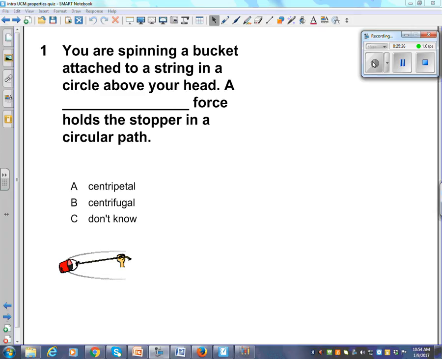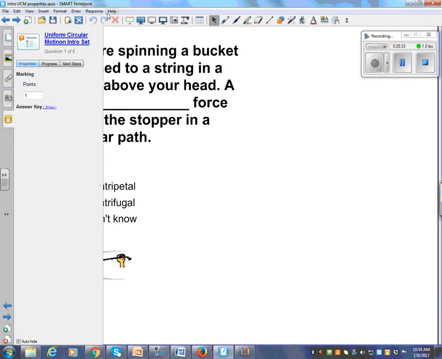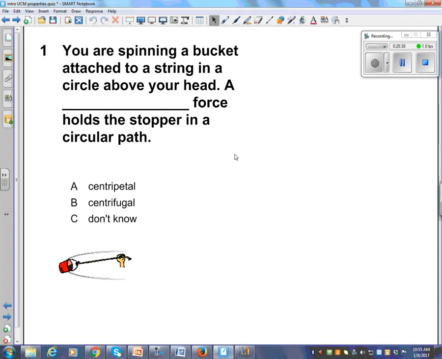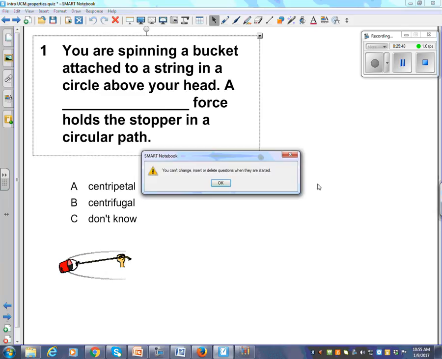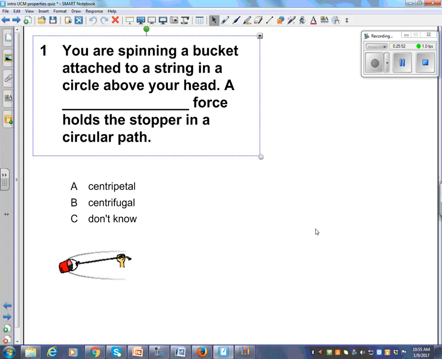So these are based on that reading that we just did. So you're spinning a bucket attached. Let me just start the question here. You are spinning a bucket attached to a string in a circle over your head. What kind of force holds the stopper? It should be a bucket, I guess, right? In a circular path. Yeah, I can't change that. So what is holding the object in that circular path? Is it A, centripetal force, B, centrifugal force, or I guess if you want to answer C, you don't know, then that's telling me something too. You don't know which one.